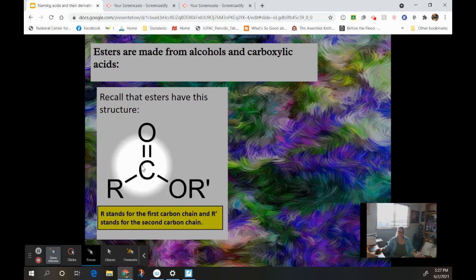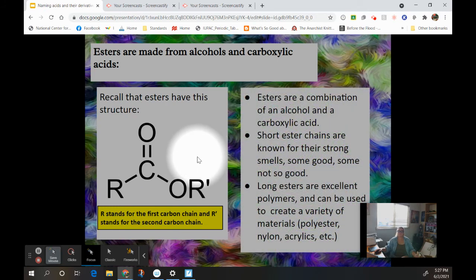Before we get into naming esters, we first want to talk about why esters are so important. Esters are really simple to create because they're a combination of common alcohols and common carboxylic acids. We can build all sorts of molecules from alcohols and carboxylic acids. Short chain esters, like the ones you're going to use in the ester lab, are known for their strong smells. Some of those smells are good, some of those smells are not so good. All of the smells that are going to happen in the ester lab should be good smells unless you screw up.